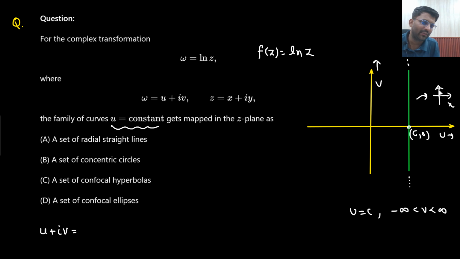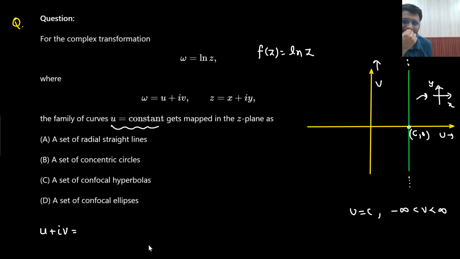This is what they are asking. How will it be mapped to the xy plane? Understandable? So this question we are supposed to solve. U equals constant gets mapped in the z plane. How is it mapped in the z plane? Try doing it on your own.